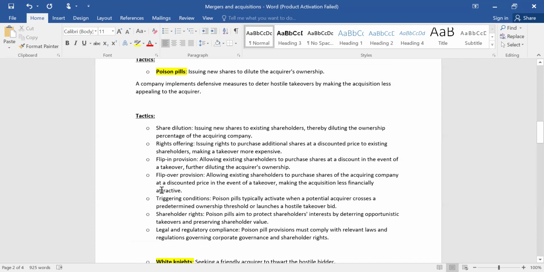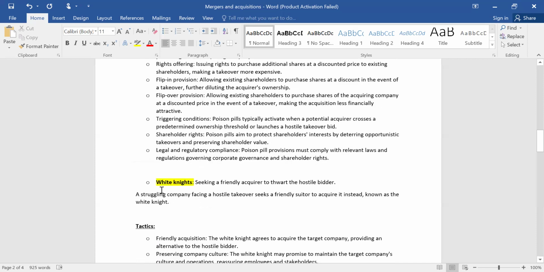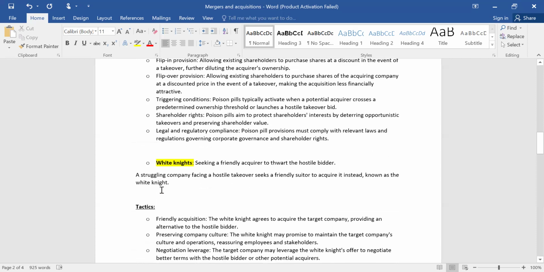And then there is another one, white knight. White knight is another tactic. So a white knight is a friendly acquirer sought against the hostile bidder. It's like a struggling company facing a hostile takeover seeking a friendly suitor to acquire it instead, which is known as the white knight.